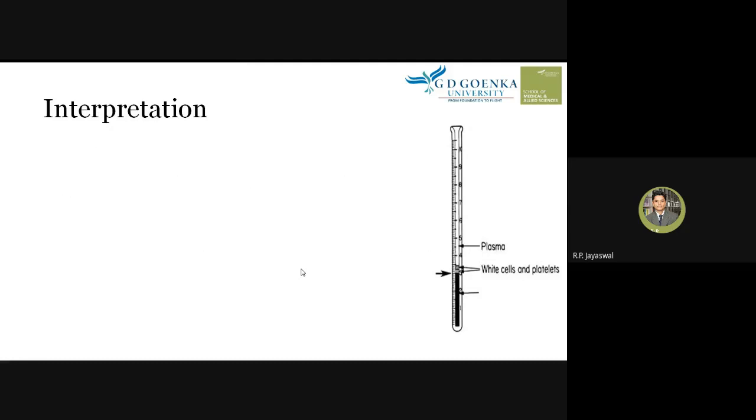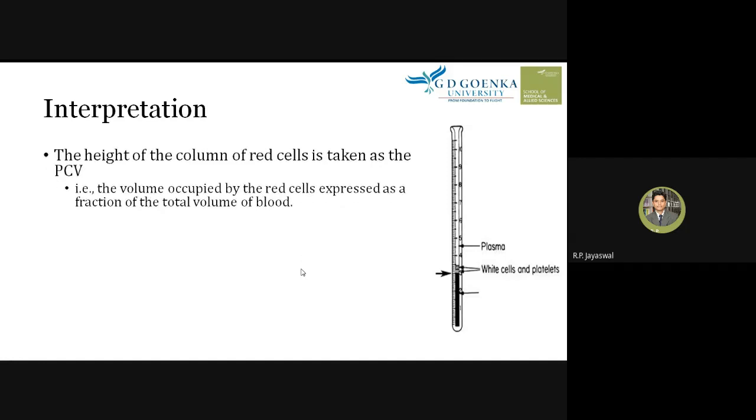Now interpretation. When we do the centrifugation process, this is the interpretation you have to observe. The height of the column of the red cells is taken as the PCV. You can see in the image the black, dark colored column is the red cells, and this is taken as the packed cell volume. The arrow indicates that the red cells are up to this level, and this height of the column of red cells is considered as the packed cell volume. This is the volume occupied by red cells, expressed as a fraction of the total volume of blood.